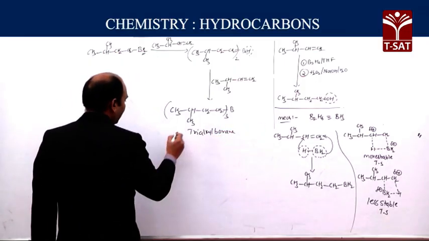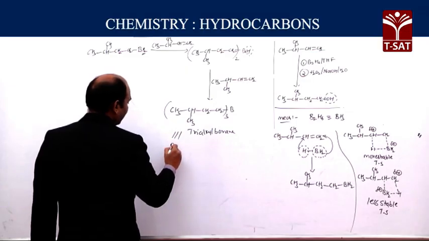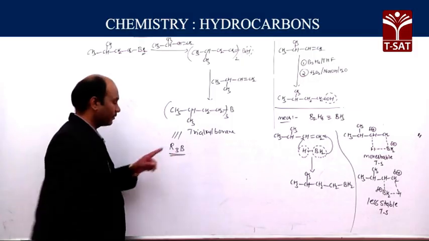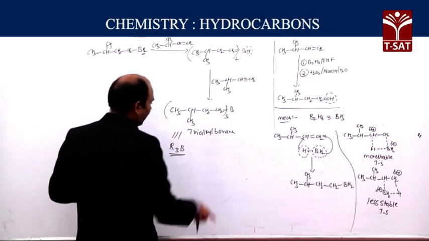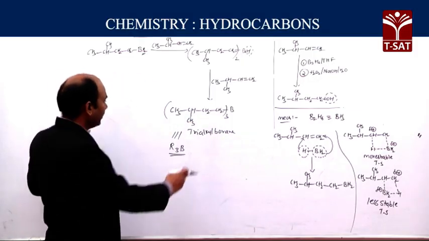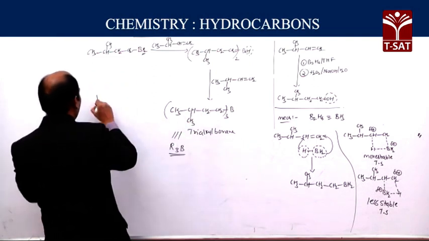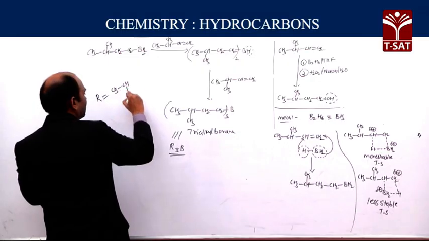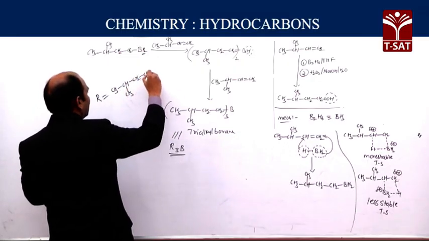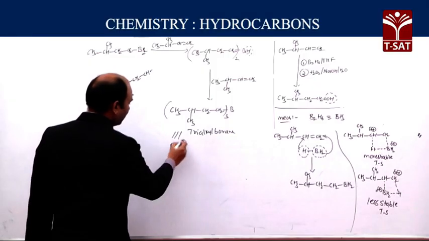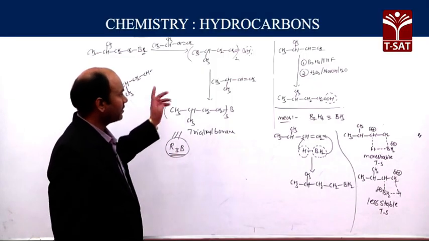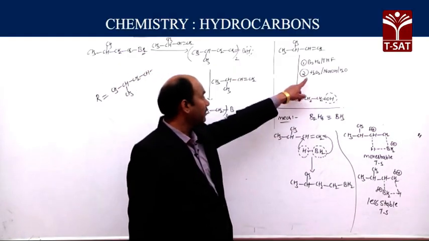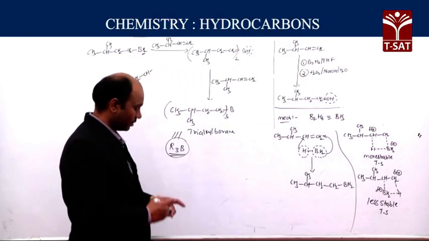Now I am representing this trialkyl borane like this: R3B. This group I am considering as R. It is difficult to write the mechanism with such a big group, so I consider this whole group as R. R is nothing but CH3, CH2, CH. This is R3B. So only one step is completed: hydroboration is completed. Now we are going to discuss oxidation, hydroboration oxidation.